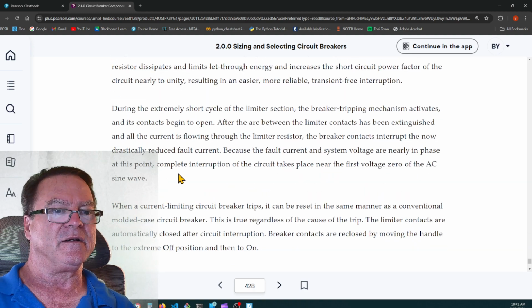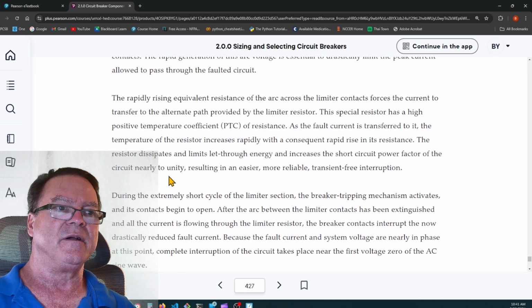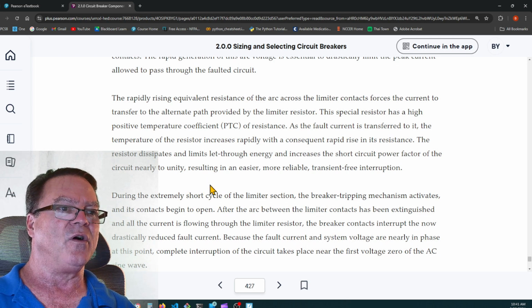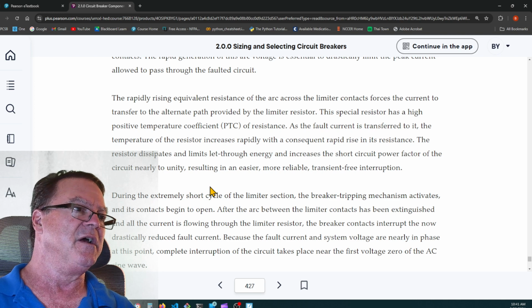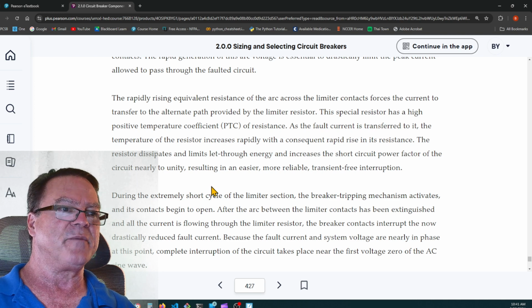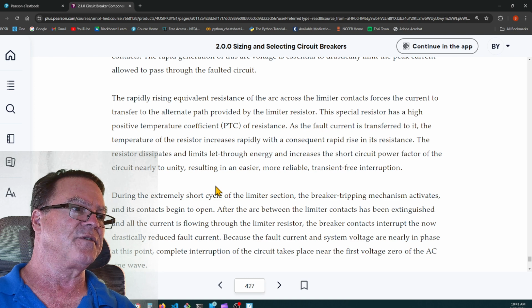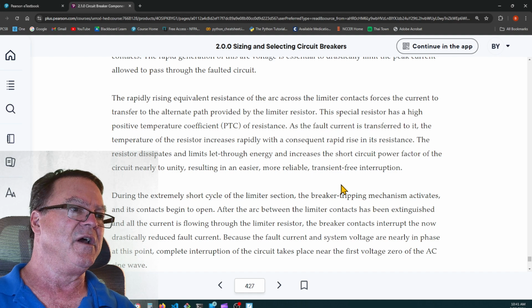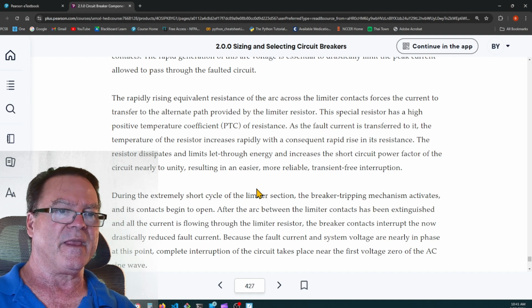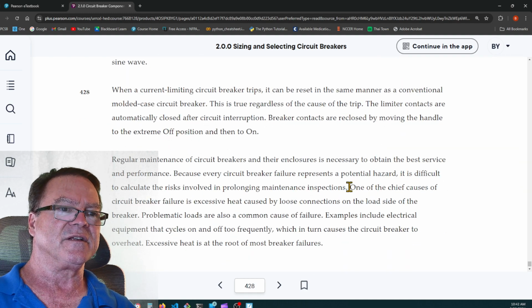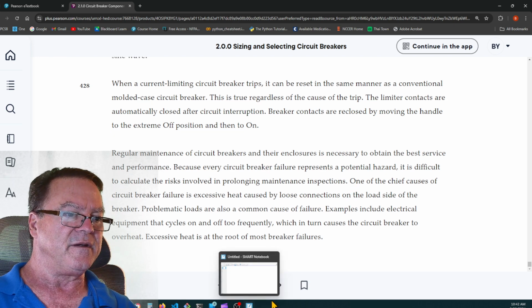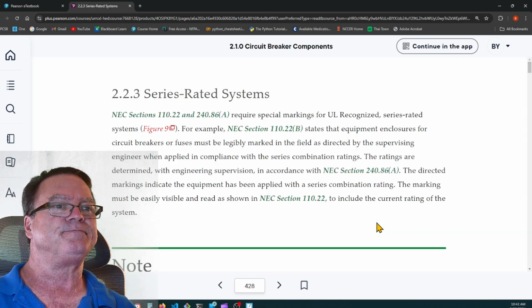All right. What does it say here? Rapidly rising equivalent resistance of the arc across the limiter contacts forces the current to transfer to the alternate path provided by the limiter resistor. This special resistor has a high positive temperature coefficient. As the fault current is transferred to it, the temperature of the resistor increases rapidly with a consequent rapid rise in its resistance. I don't think they're telling us anything we really need to know, so I'm just going to go on. All right, let's go to the next page here.